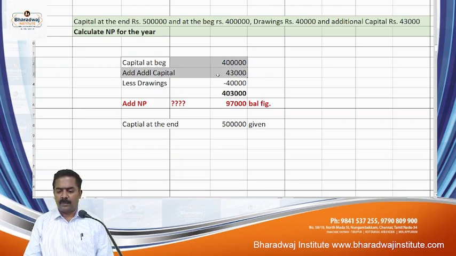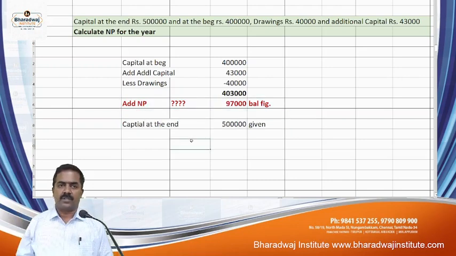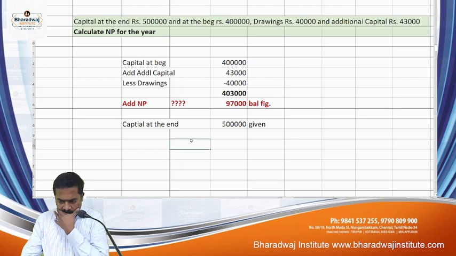Clear? Capital at the beginning, additional capital we'll add, less drawings. This 4 lakh 3,000 we got, but closing capital is given as 5 lakhs, which means we should have earned how much net profit? 97,000 net profit we should have earned for the year. Done now?